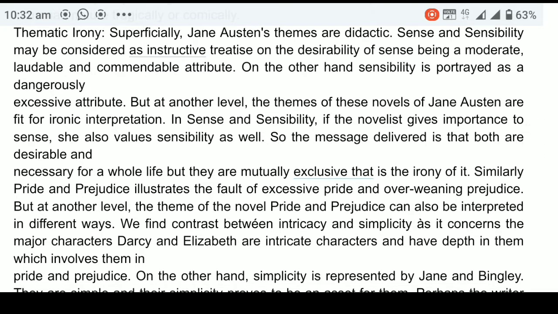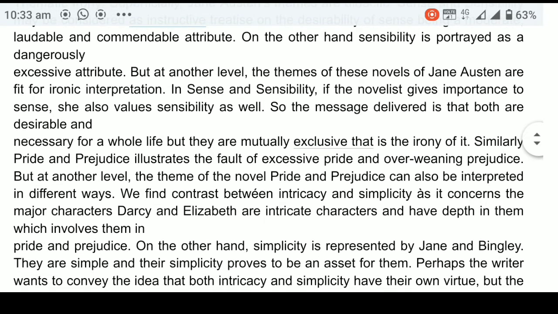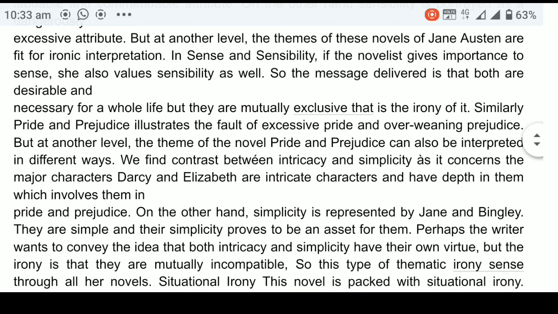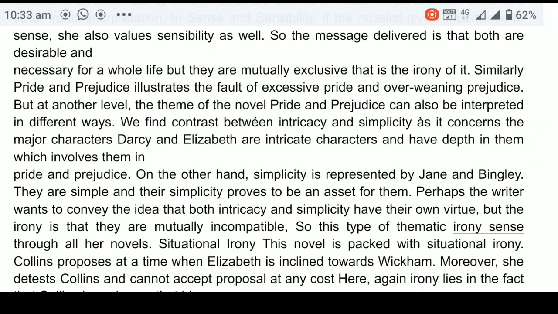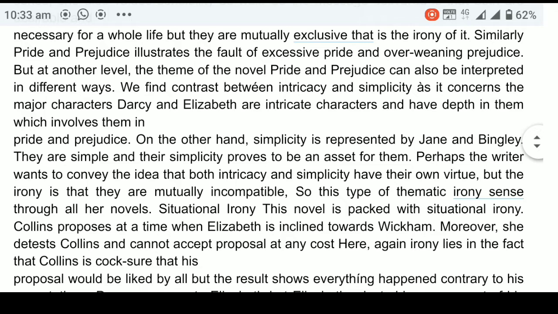Thematic irony. So this was your number 1, thematic irony. Superficially, Jane Austen's themes are didactic. Sense and Sensibility may be considered as an instructive treatise on the desirability of sense being a moderate, laudable and commendable attribute. On the other hand, sensibility is portrayed as a dangerously excessive attribute. But at another level, the themes of this novel of Jane Austen are fit for ironic interpretation. In Sense and Sensibility, if the novelist gives importance to sense, she also values sensibility as well. So the message delivered is that both are desirable and necessary for a whole life, but they are mutually exclusive. That is the irony of it.